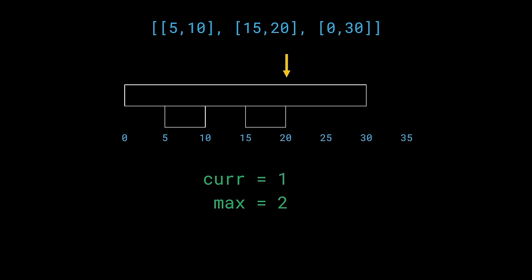So then what happens when we move to time 20? Well, current again decreases to 1 since we only have 1 meeting going on right now. And then at time equals 30, the current decreases to 0, basically saying that the meeting that was going on earlier from 0 to 30 has ended. So the only thing that is remaining is the maximum, which is equal to 2, and that becomes the answer.